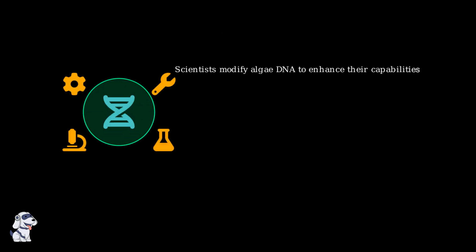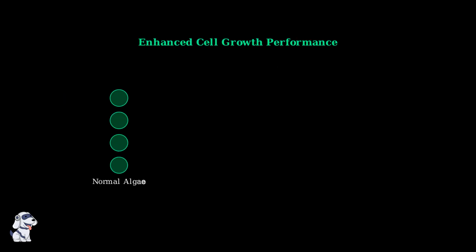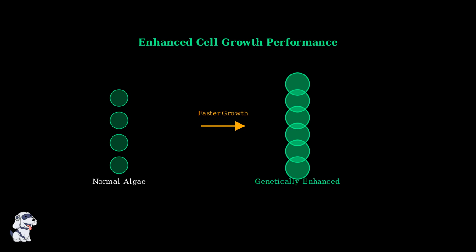Genetic engineering is revolutionizing how we use algae, allowing scientists to enhance their natural capabilities and create more efficient biological factories. Genetic engineering involves modifying the DNA of algae cells to enhance their natural abilities. Scientists use various molecular tools to insert new genes or modify existing ones. One major goal of genetic engineering is to increase cell growth performance. Enhanced algae can grow faster and reach higher cell densities than their natural counterparts.